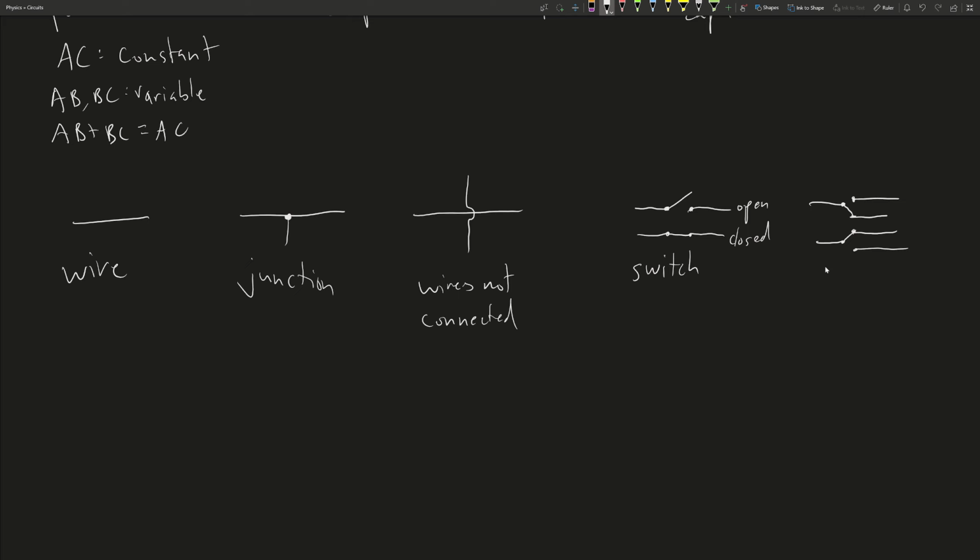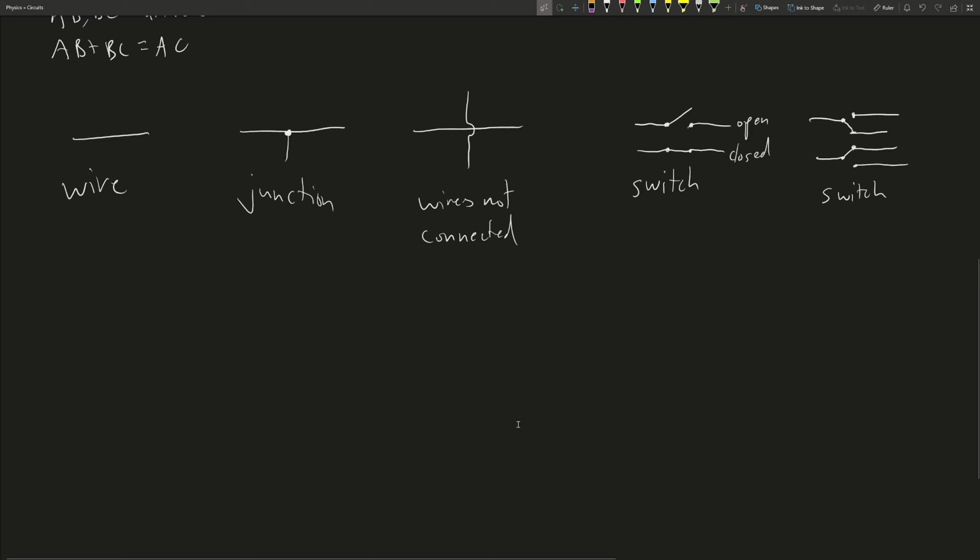But these are all different types of switches. So this is also a switch, but this is a different type of switch. There are many different types of switches, but the most simple one is just this, a lever, and then it can either be open or closed. But you can usually tell what a switch is doing just by looking at how it's connected. If it's open, it's not going to be connected, and if it's connected, you can just see the connection as if it was a wire and junctions.